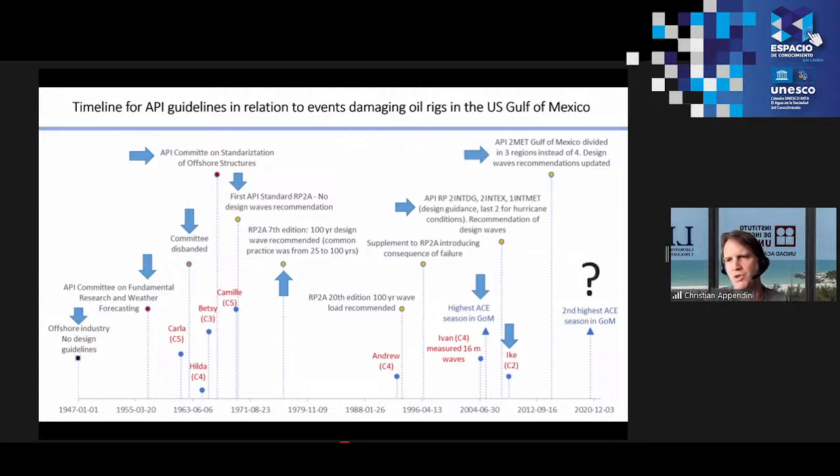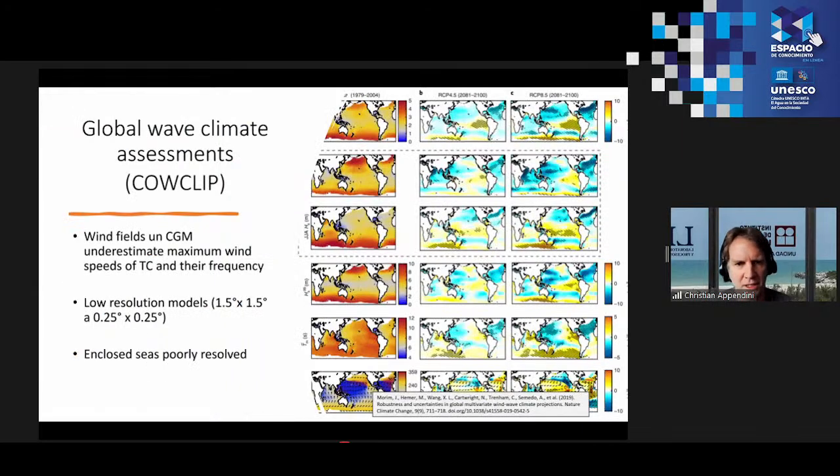So in 2020, we had the second highest accumulated cyclonic energy season in the Gulf of Mexico. And the question is, are they going to update these recommendations? And what's going to happen with climate change? As we move into the late part of the century, we're going to expect more intense hurricanes, and are we going to continue using historical information? Well, that's not the very good path to go.